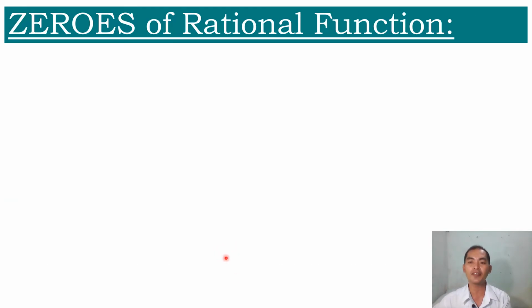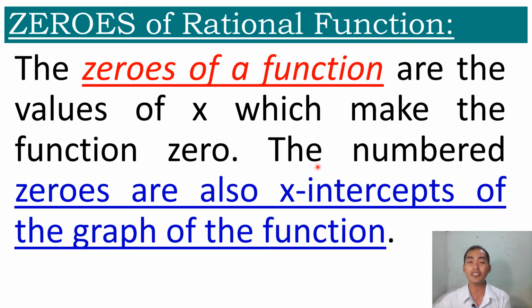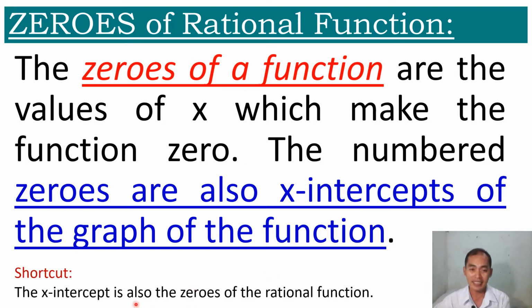How about zeros of rational function? The zeros of the rational function are the values of x which make the function 0. Ang ibig sabihin nito, kung may x-intercept, meron din siyang zeros. Whatever the value of the x-intercept, yun din ang value ng zeros of the function. The x-intercept, take note, is also the zeros of the rational function. But then zeros, it's always written by means of an equation. Pero yung x-intercept, it can be written as a coordinate.